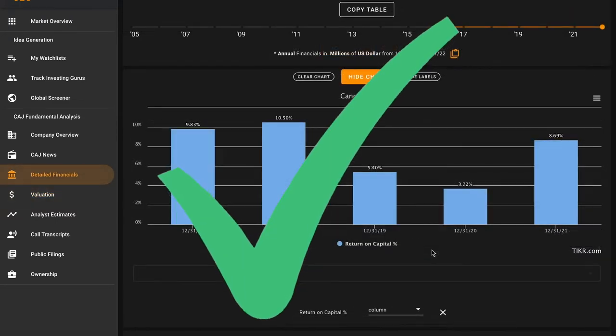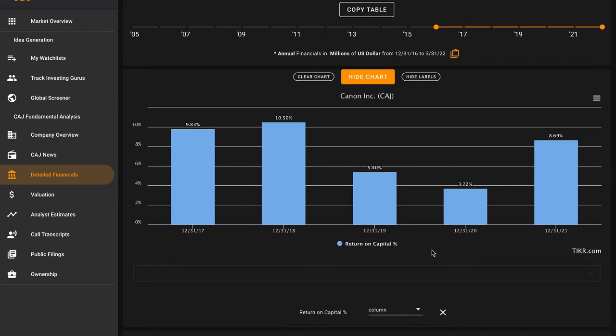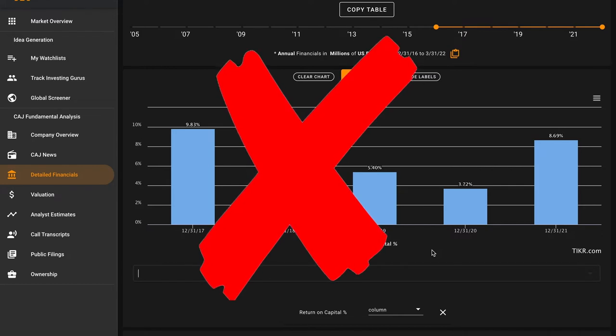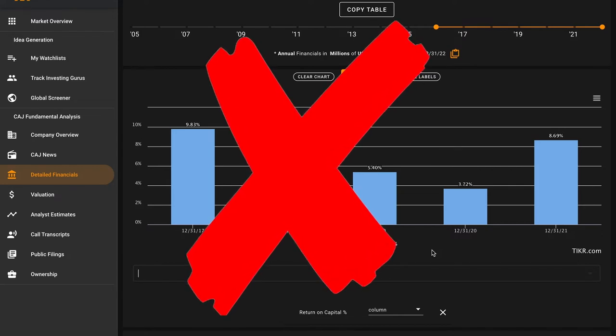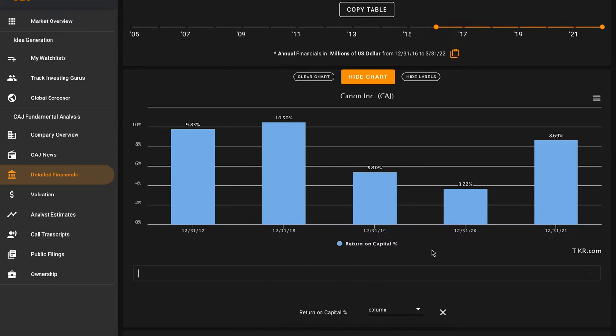Pillar number two, we want their average five-year return on capital to be above 9%. Over long periods of time, a stock is going to return what its underlying business returns, and its returns on capital are going to be those business returns. Canon's had a return on capital that's fluctuated over this time period, ranging from about 10.5% all the way down to just under 4%. So averaged out, Canon averages 7.6% return on capital, which is below that 9% mark we're looking for. So pillar number two is going to be our first X.